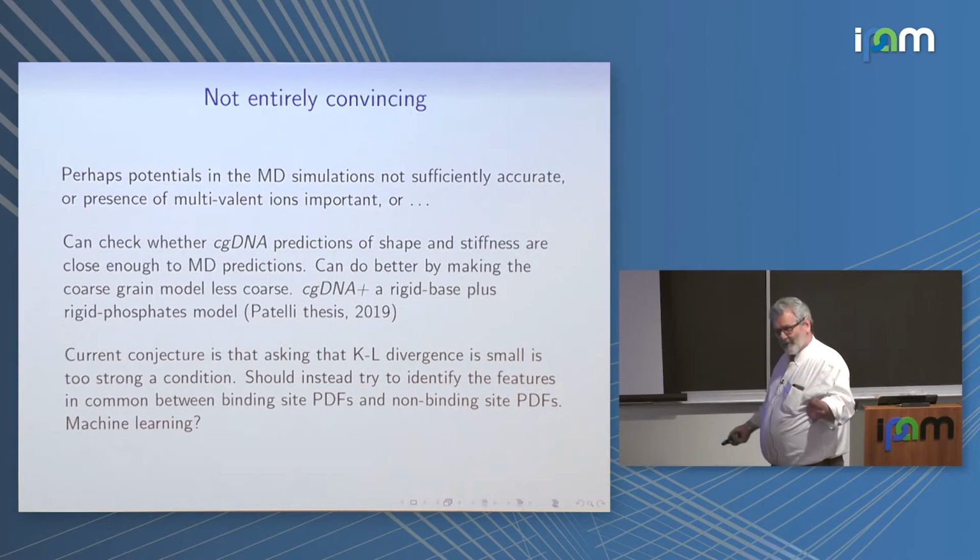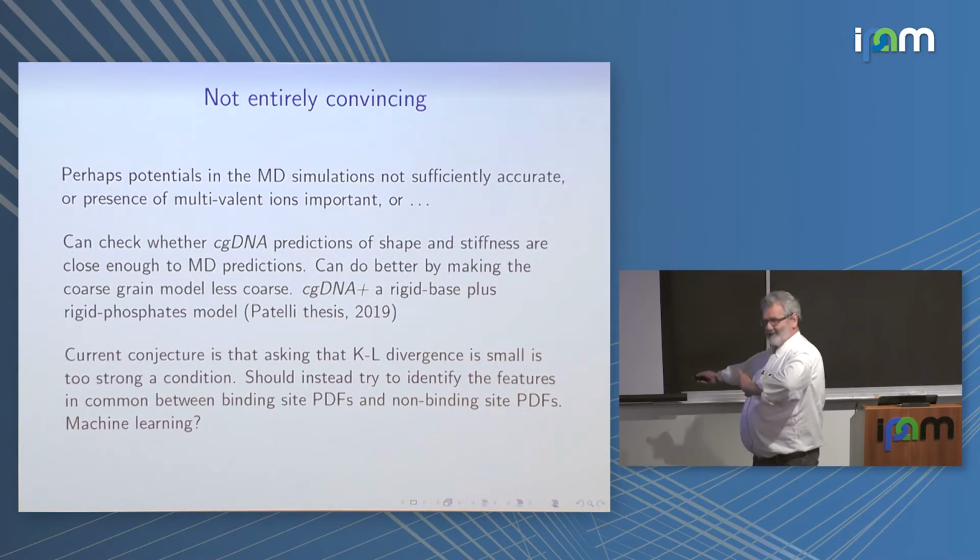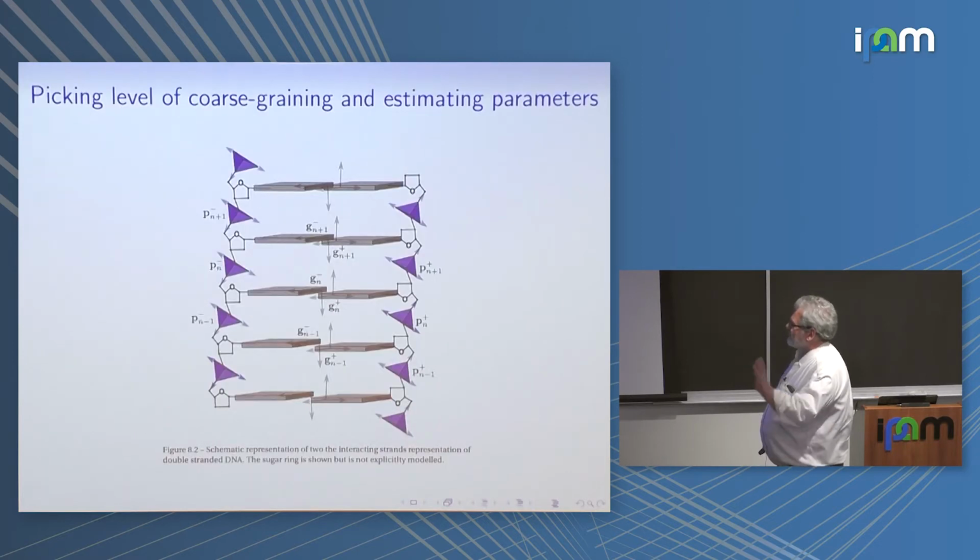but it cannot be full Kullback-Leibler. It can't be a full divergence because that's too strong, right? You want to have something. You have a set that has property X, a set that has property not X. What's common for the X's, right?